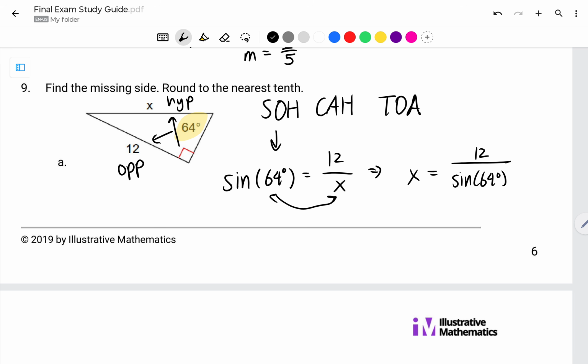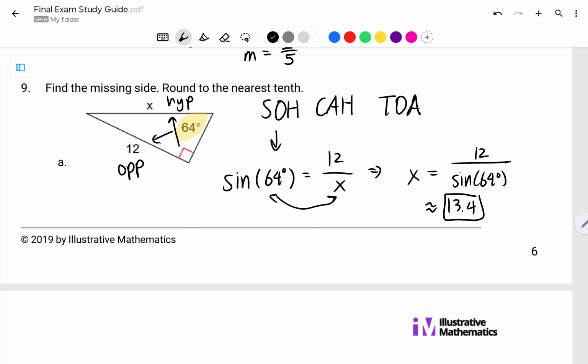Okay, and then plug this in the calculator. I have a calculator near me. Here's my phone. You're going to get, let's see, 12 divided by sine 64. You get 13.4 when you round it.